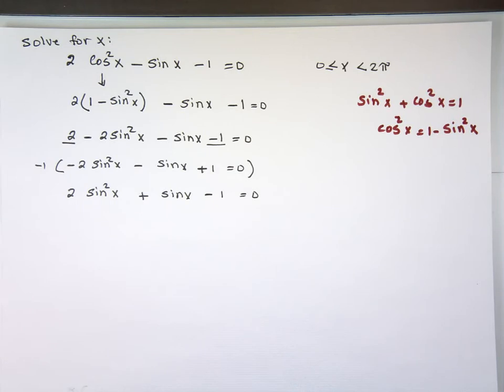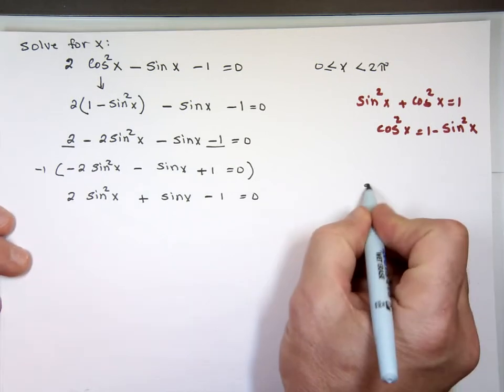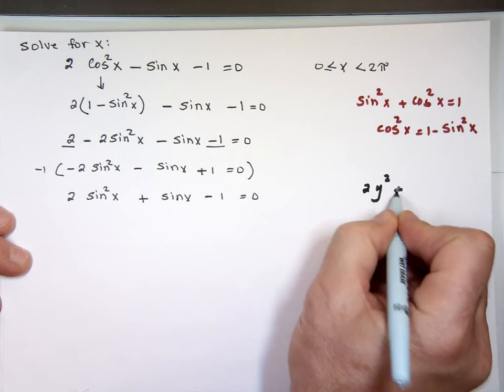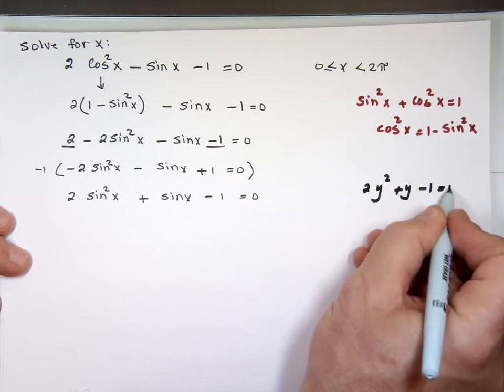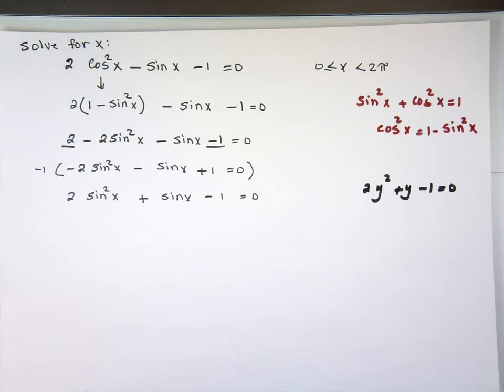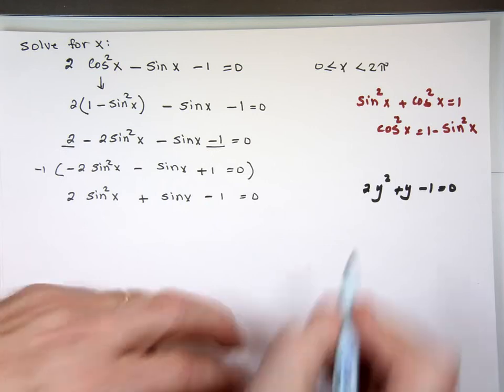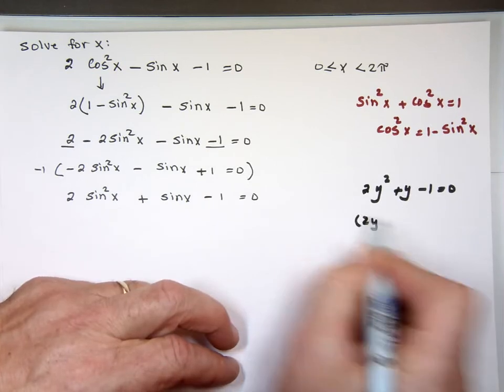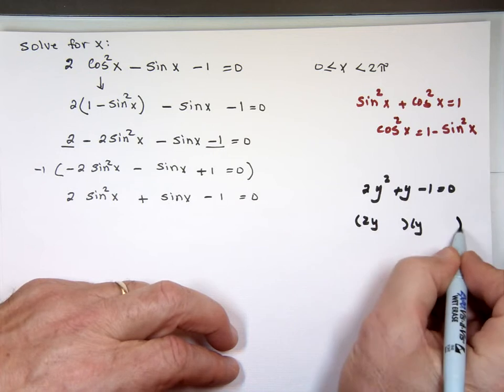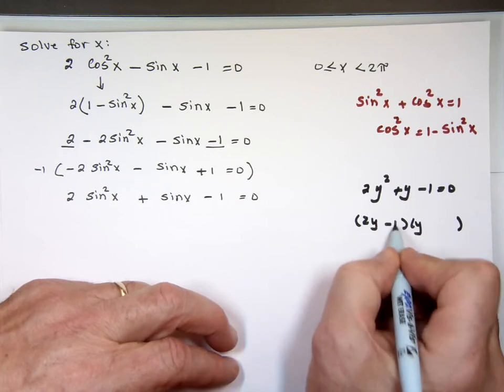Now let's put this problem aside. And let's say I gave you this problem. I said, can you solve this problem? 2y squared plus y minus 1 is equal to 0. How would you solve that? You can factor it, right? Yep. 2y and y, minus 1 plus 1.